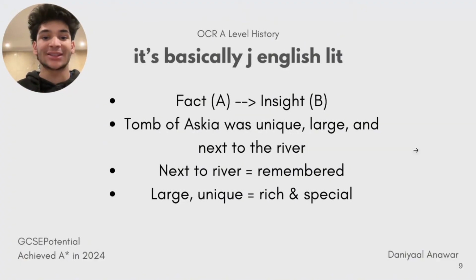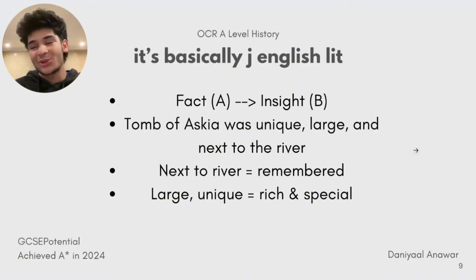So evidence and analysis is basically just English lit. This is the thing that I think took me from a B to an A-star in A-level History. I used to approach it like a headless chicken. I didn't really know why I was putting facts in. But then I realized essentially what you're doing is trying to use these facts to understand what society was like back then. So for example, the example I've got here is the tomb of Askia, where Askia Muhammad II of the Songhai Empire was buried, was unique, large, and next to the river.